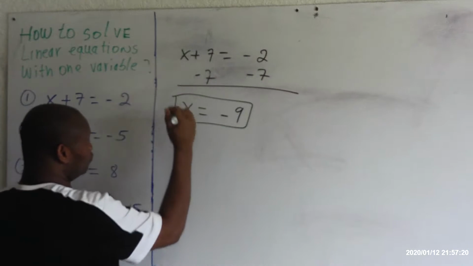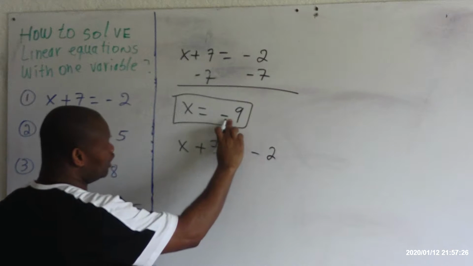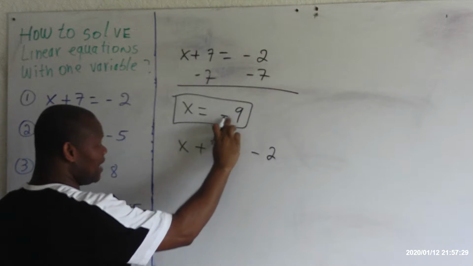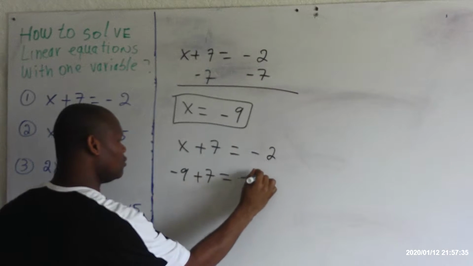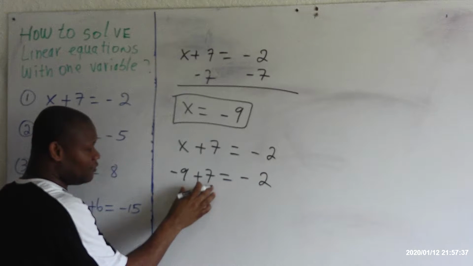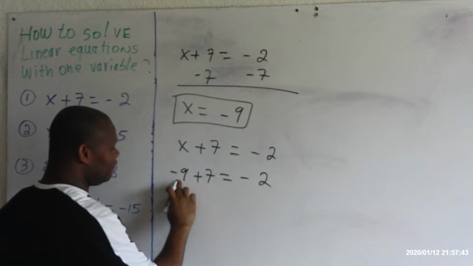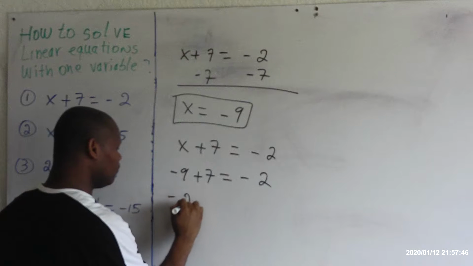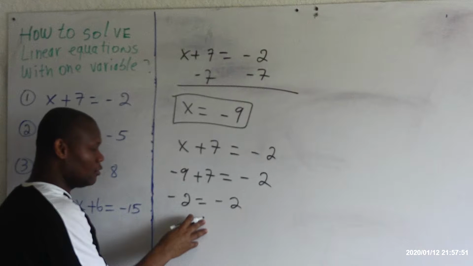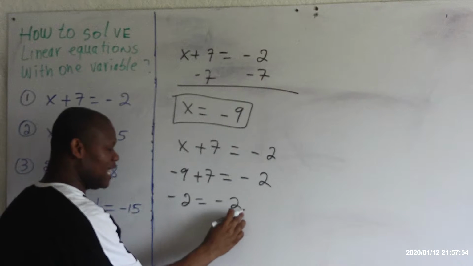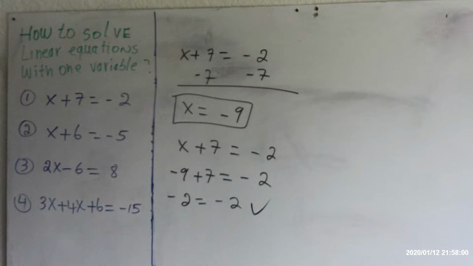Okay, let's do that. So we have x plus 7. We're going to verify that. So I will replace x by negative 9. So negative 9 plus 7 equals negative 2. We're going to see if the left side will have the same answer as the right side. So negative 9 plus 7 is negative 2. So that's exactly right, because we have negative 2 equals negative 2. Okay? That's correct. That's the first example.